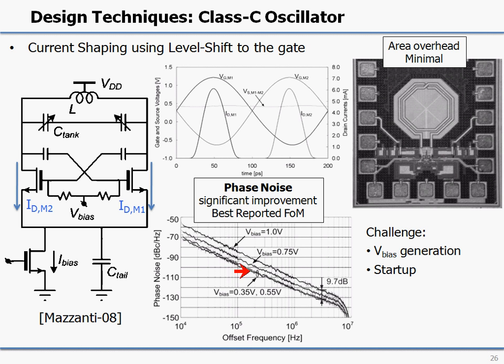One tricky part, however, is that, as you can see here, the noise does depend quite substantially on the value of this bias voltage. So generating this bias voltage reliably is somewhat of an issue, as well as possible startup issues for this particular oscillator.